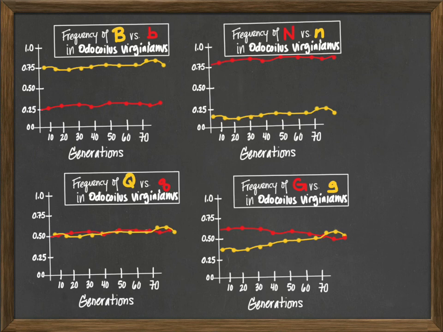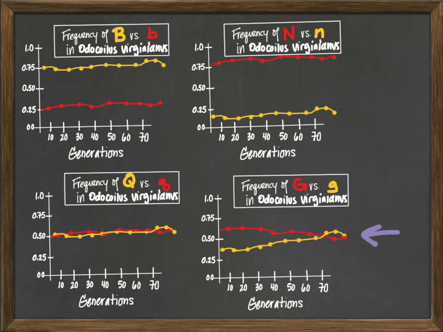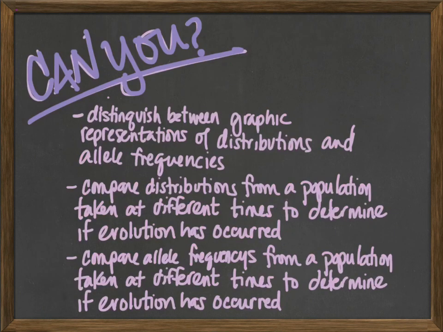So is this population perfectly stable? No. There seems to be some shift with regards to this gene, but overall, this population is relatively stable. And data like this can show us either a population that is changing or a population that's staying mostly the same. All right, let's review the learning objectives.